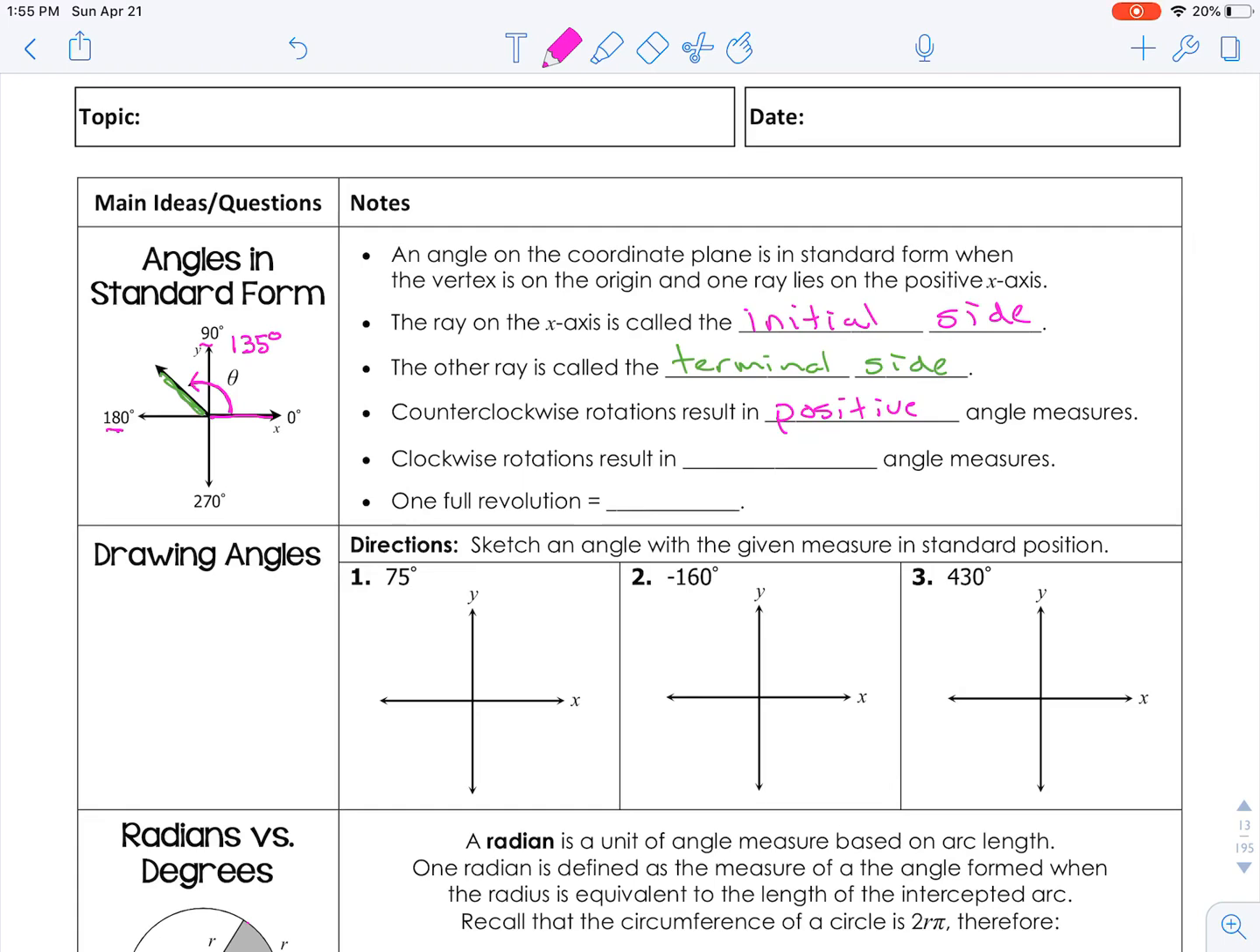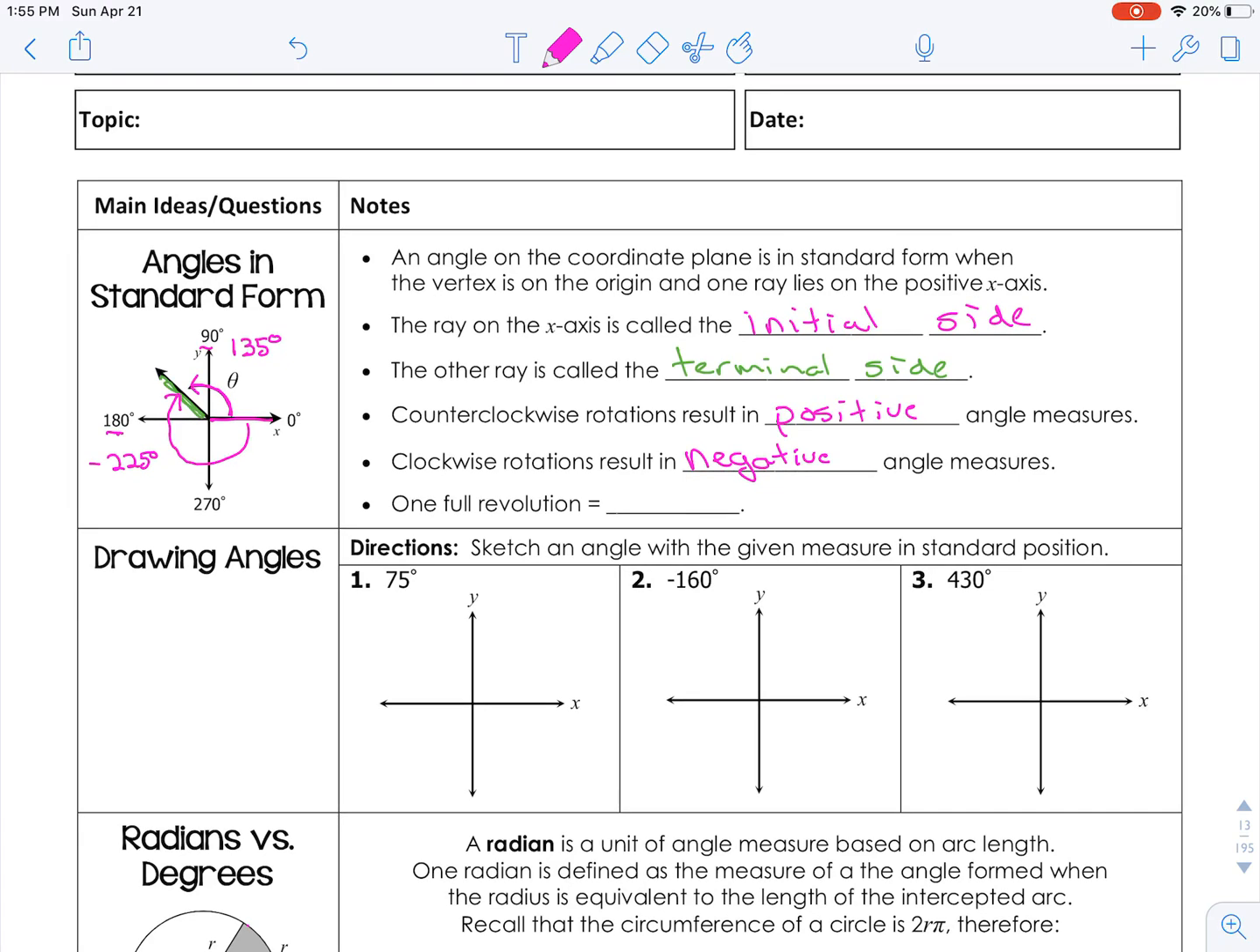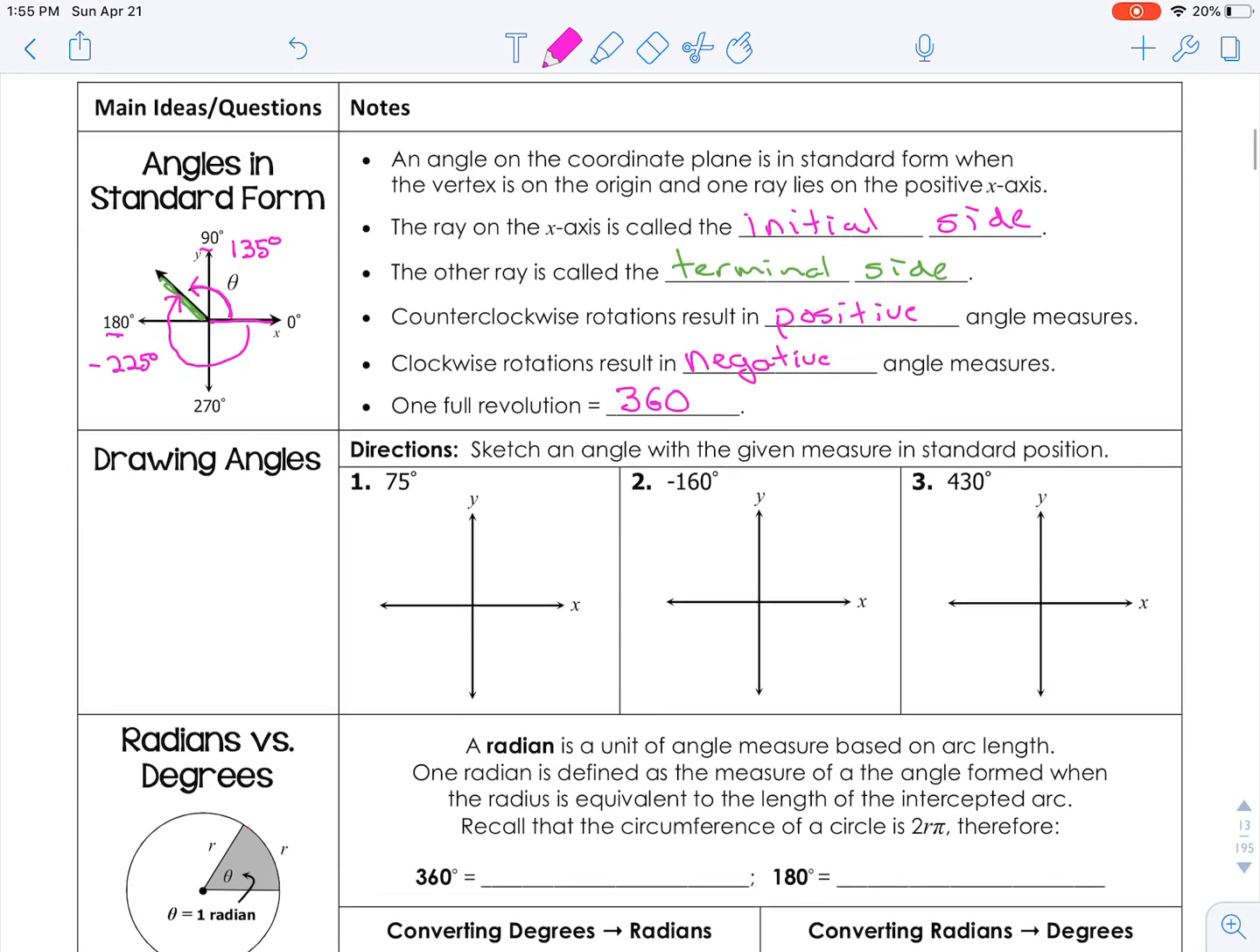Clockwise rotations result in negative angle measures. So that would be this angle here, written negatively, would be what? Does anybody have a guess? This could be a candy question. Well, that would be 360 take away 135, which is going to be, what, 225 degrees? Negative 225 degrees, actually, because it is going in the clockwise direction. And one full revolution, of course, is 360 degrees.